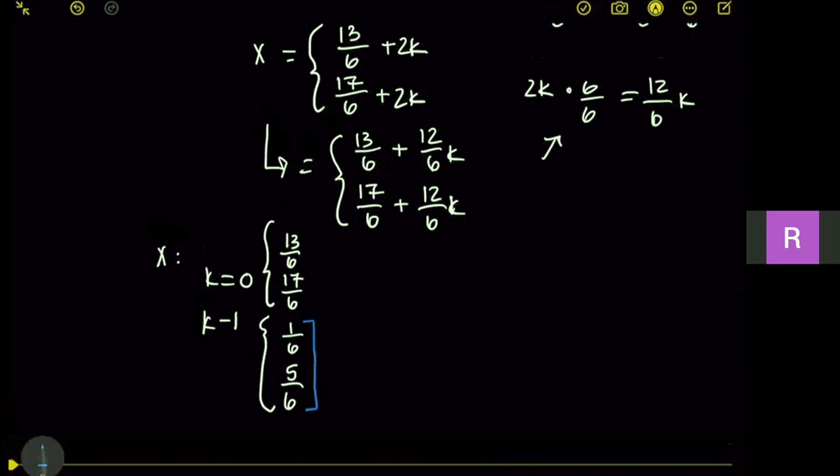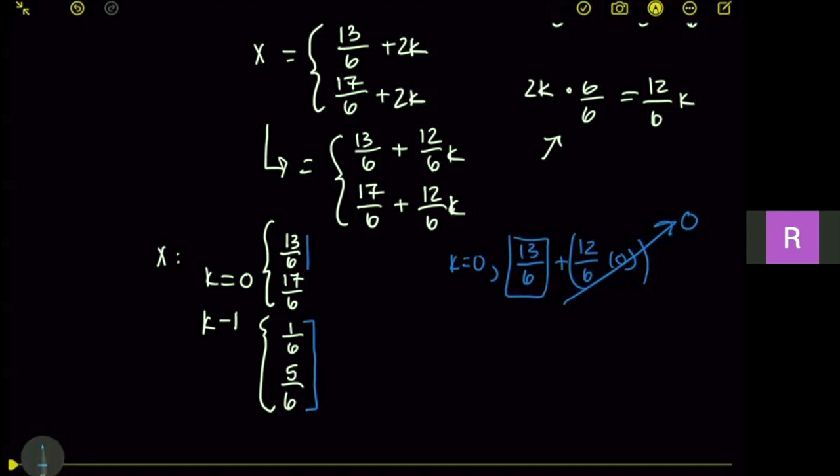So when we have k is equal to 0, we're going to have 13 over 6 plus 12 over 6 times 0. So that's going to make this entire term go to 0. And then we're going to be left with 13 over 6, which is this value here. Then for k equals 0 for 17 over 6, we're going to have 17 over 6 plus 12 over 6 times 0 again. And this term is going to go to 0 again, and we're left with 17 over 6 here.